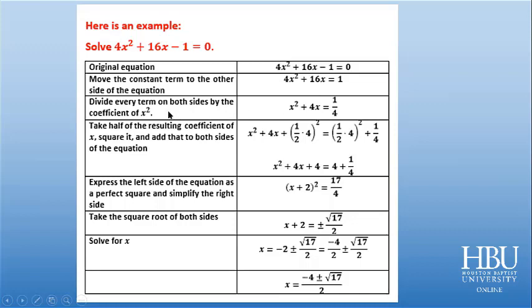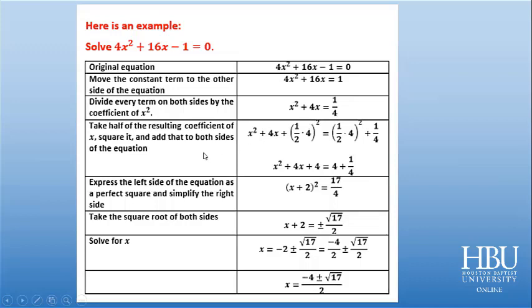Step 2 says divide each term on both sides of the equation by the coefficient of x squared. In this case, that's 4. So 4x squared divided by 4 is x squared. 16x divided by 4 is 4x. 1 divided by 4 is 1/4.